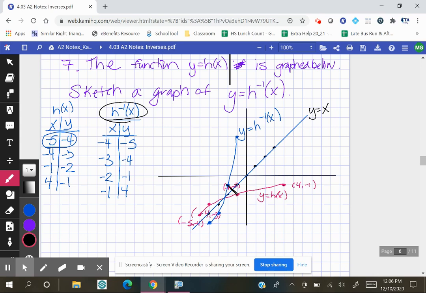It's just a notation for that. And the other thing to remember is 1-to-1. If you pass the horizontal line test, you are 1-to-1. And if the original function is 1-to-1, then the inverse must be a function.